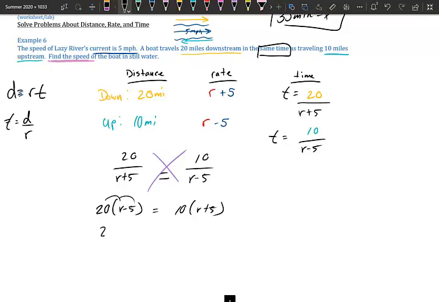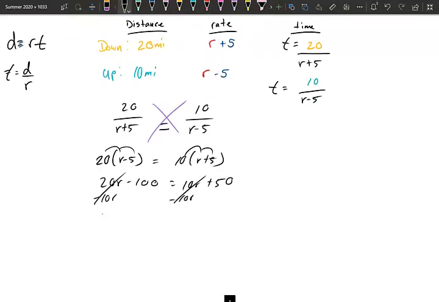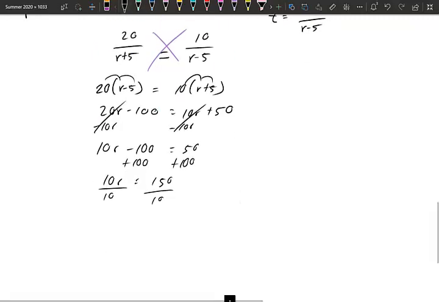When we cross multiply, we have 20 times r minus 5 equals 10 times r plus 5. We distribute, so 20r minus 100 equals 10r plus 50. Subtract 10r over. So when we do, we're left with 10r minus 100 equals 50. Add 100 over. So 10r equals 150. Divide by 10, and we get r equals 15 miles per hour.